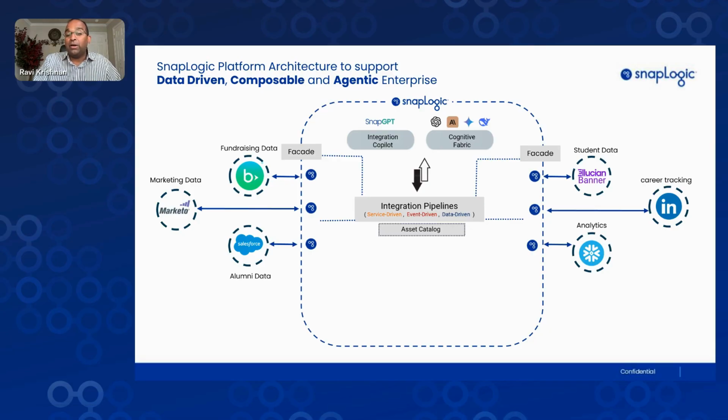So if a new user were to come in and build an integration to a source, to an application, to a destination, they can come to the asset catalog, search for all the assets that are available, and quickly discover what's present so they can easily start reusing them.